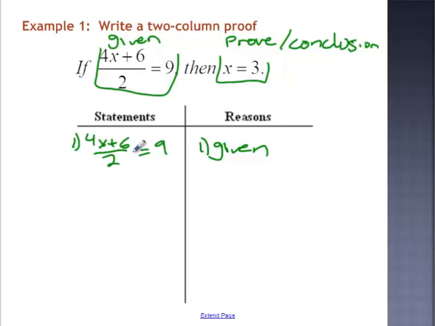Now I need to start working ahead. How can I get x by itself? I'm going to start by multiplying both sides by 2. When I multiply both sides by 2, I'm left with 4x plus 6 equals 18. Now what process did I do to get from there to there? I multiplied.